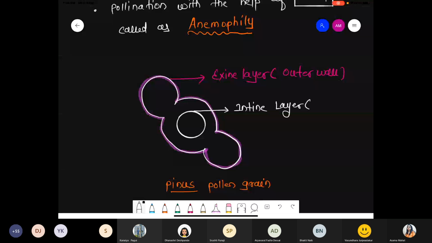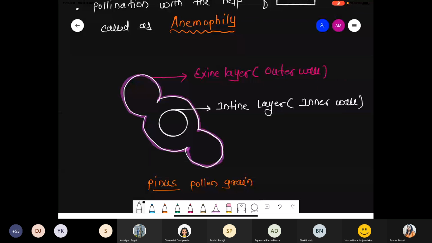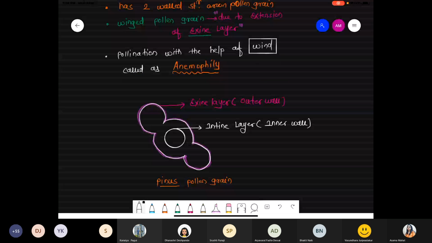Now what do we say here? We have written a word here, winged pollen grain, wings, right? Pollen grain has wings. Why does it have wings? Because of extension of the exine layer, extension of the outer layer. So if you see here, this structure that is visible, this one, it looks like wings, right?